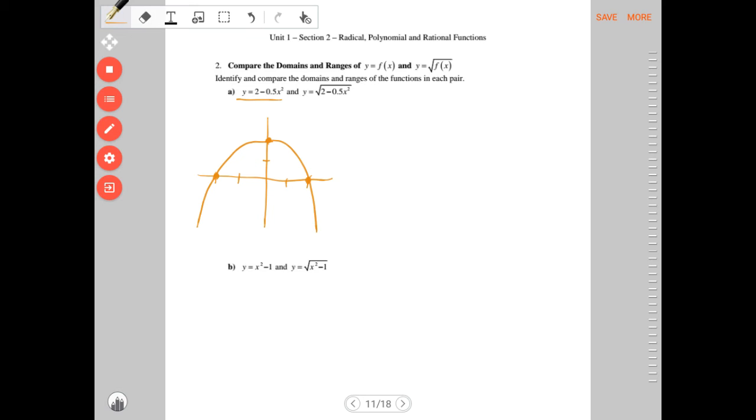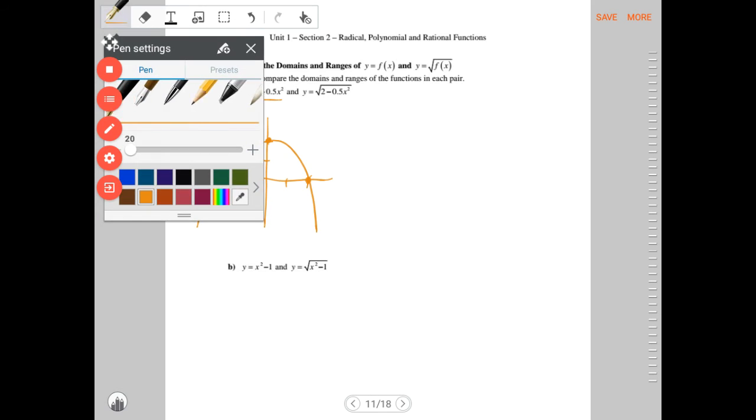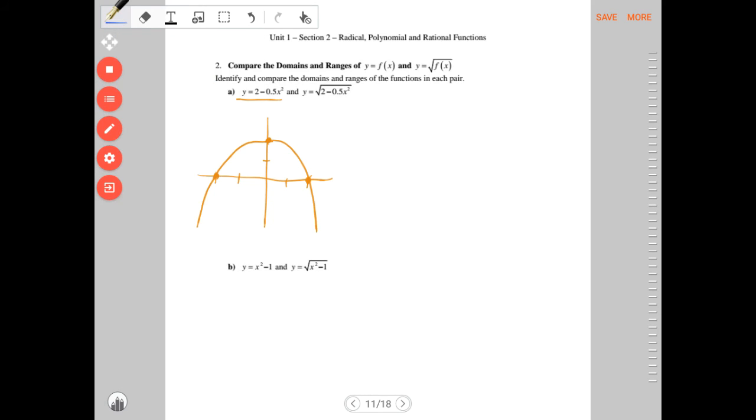Again, you can analyze the graph. You could actually figure out the x-intercepts if you wanted. Remember, the x-intercepts are when y equals 0. There are lots of ways to do this, but this is what this graph looks like. Now, let's draw the square root graph in blue.